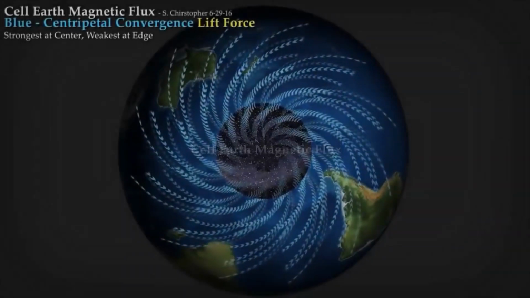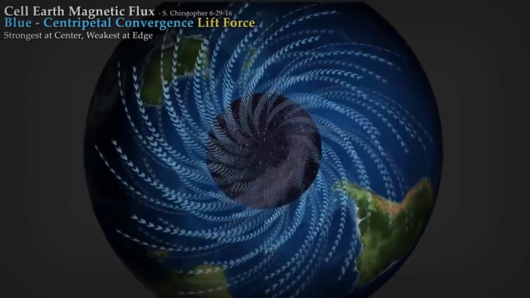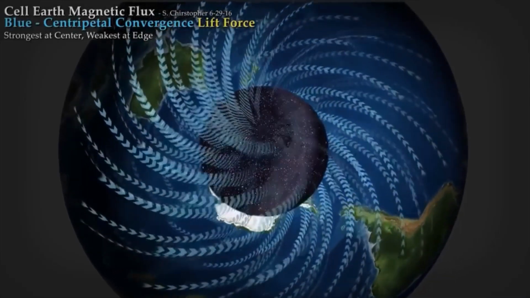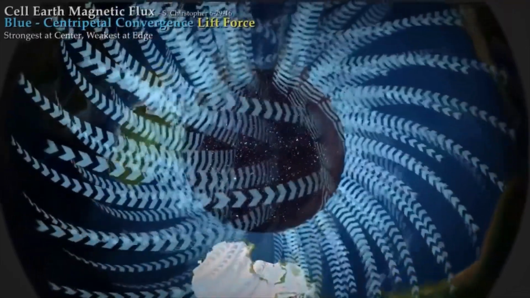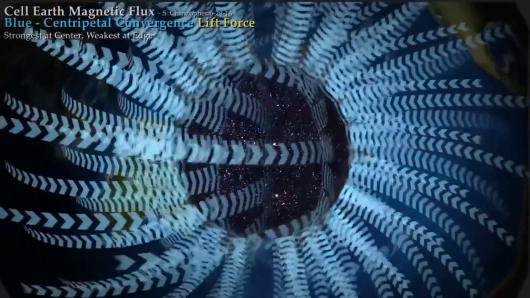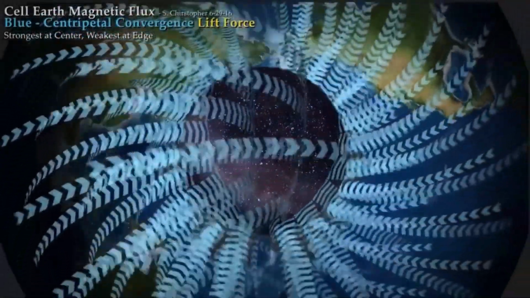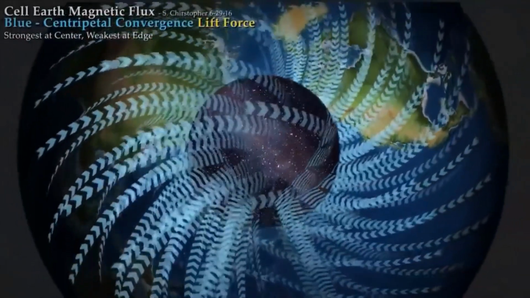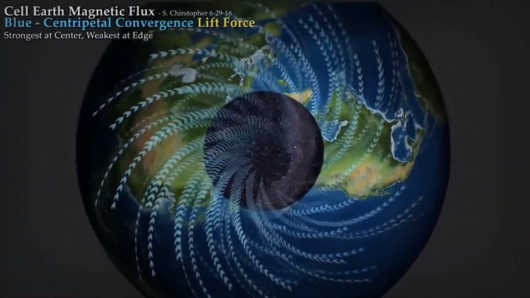Lift force and the sink force of the electromagnetic flux. There's an inversely proportional relationship between the two. Blue arrows represent the centripetal convergent lift force. It draws objects to the center, where the current is attracted to the moving convex surface of the celestial sphere. The lift force is stronger in the center and weaker at the edge. That is why planets have such an easy time staying aloft toward the center, because there's not that much sink force and plenty of lift force.